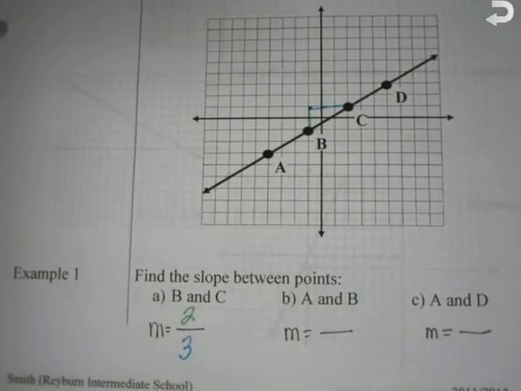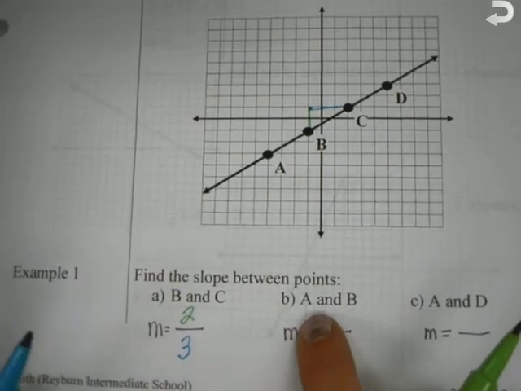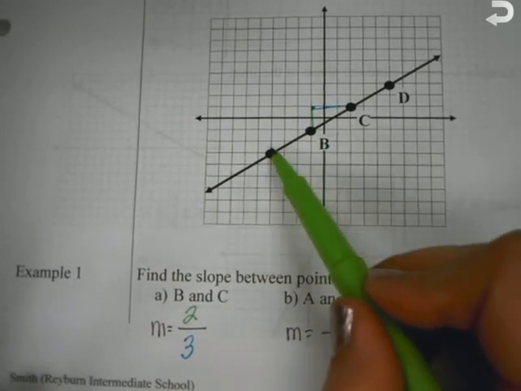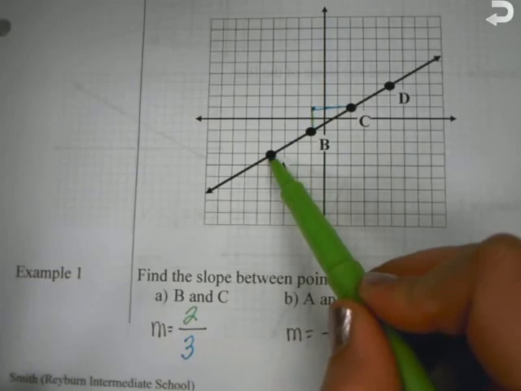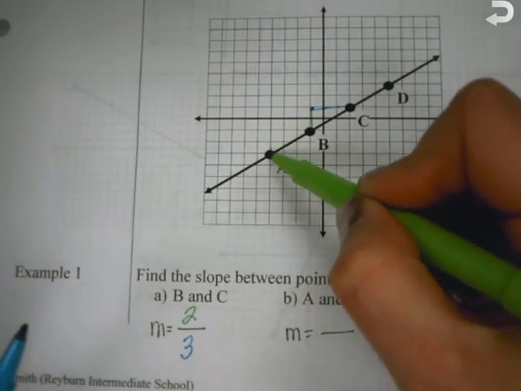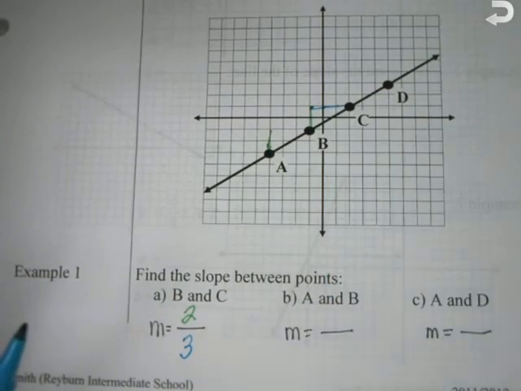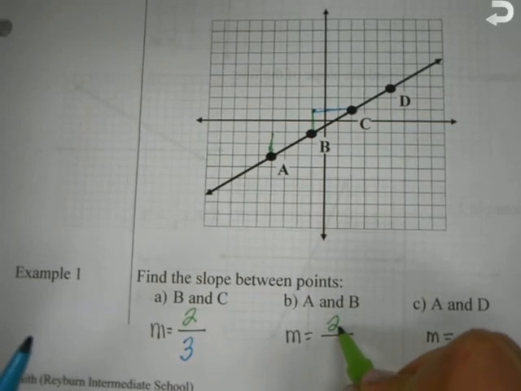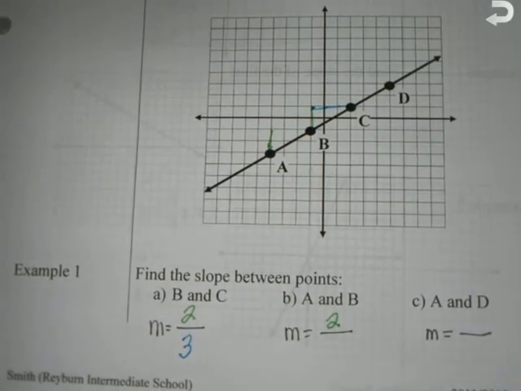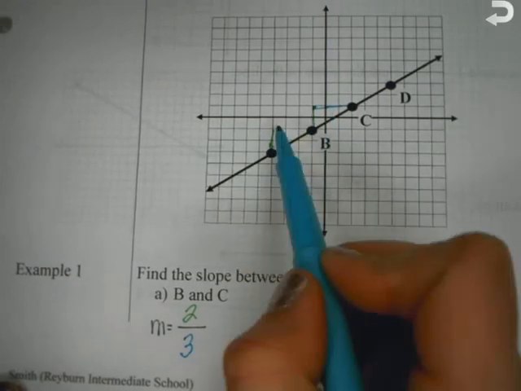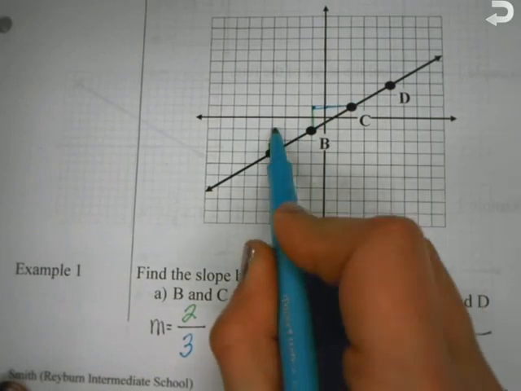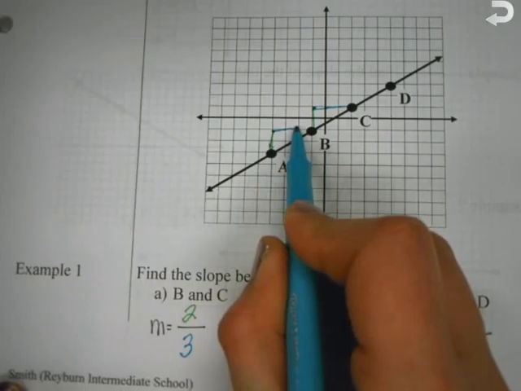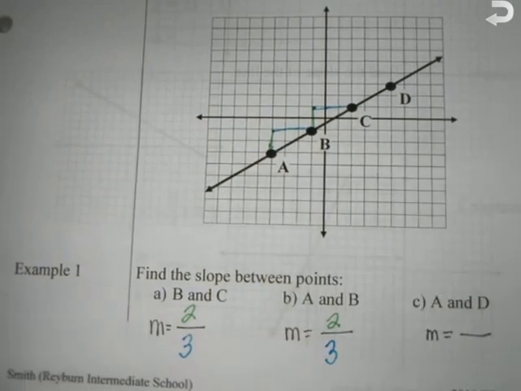Kind of makes sense? Let's try part B together. The slope between A and B. I'm starting at A, and I count the rise first. How many spaces is that? 1, 2. So 2 is the rise. That goes on top. Staying at that spot, what's the run? 1, 2, 3. So what's the slope between A and B? 2 over 3, again. That's kind of weird. It's the same.